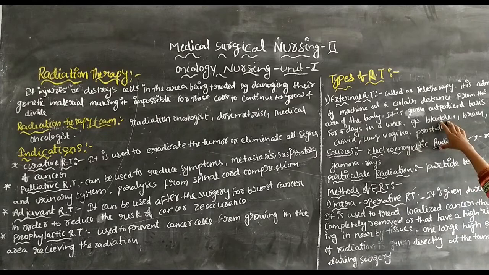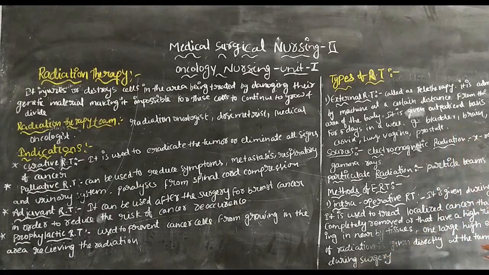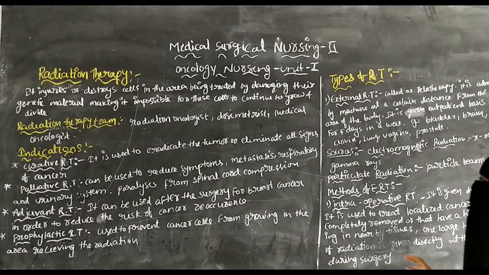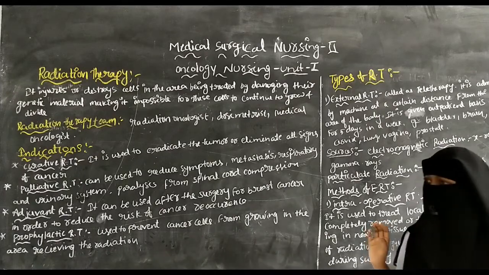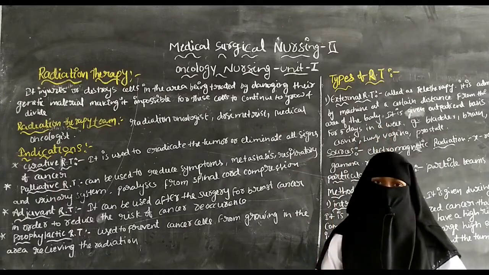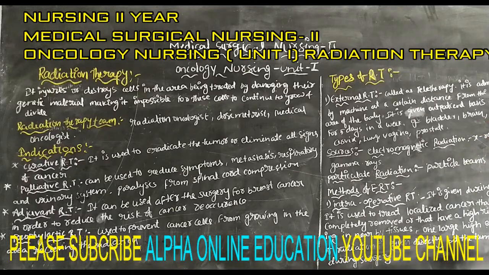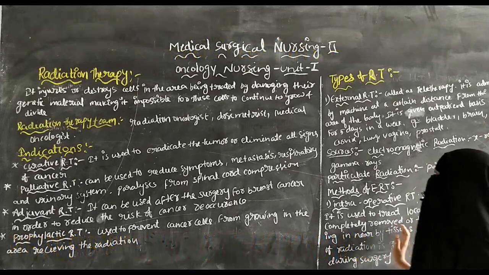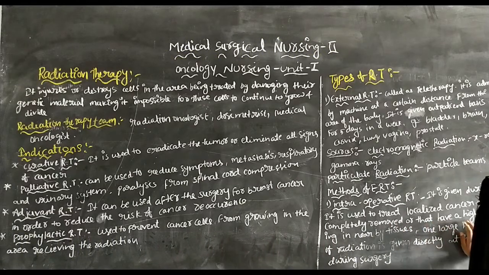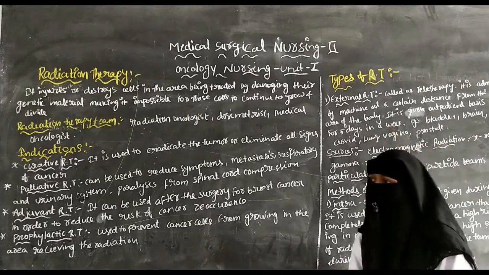External radiation therapy can be delivered for bladder cancer, brain cancer, breast cancer, cervical cancer, lung cancer, vaginal cancer and prostate cancer. These are all examples of cancers for which we can administer external radiation therapy.